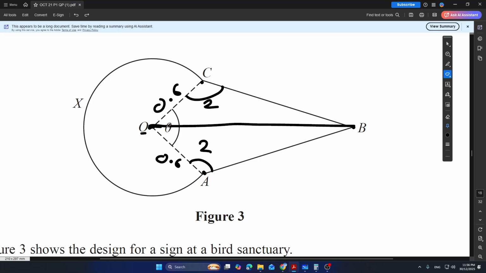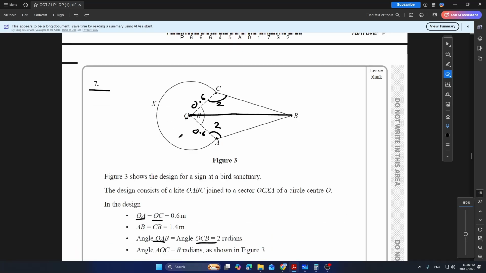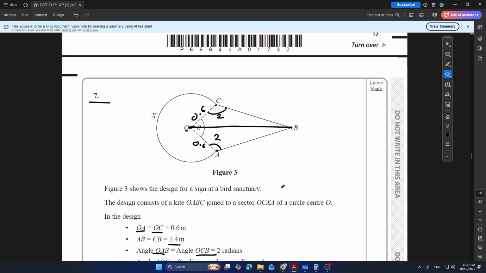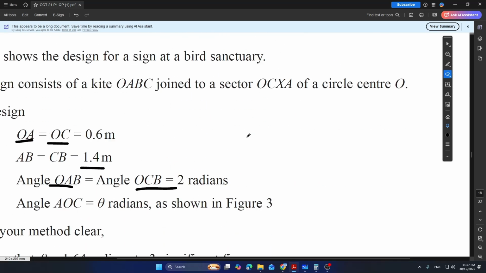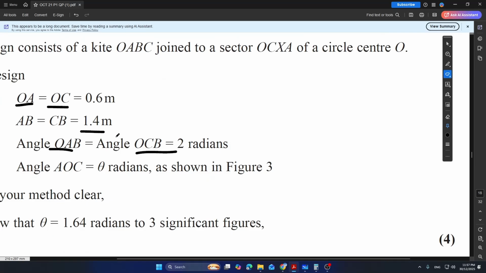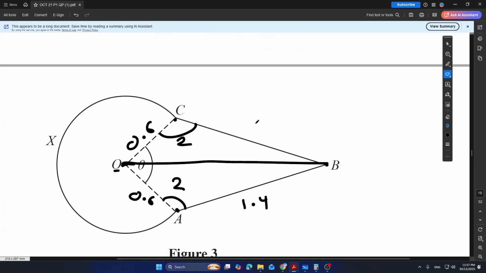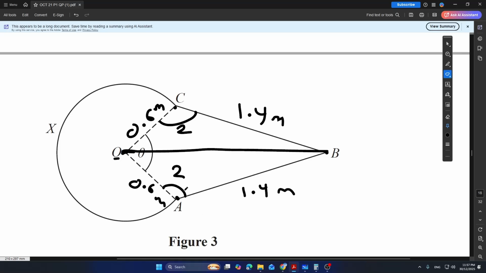Now, the question is how to find this side. So we know we have OA and OC as sides. AB is already also given to us. AB is 1.4. And AB equal to CB. So AB equal to CB, which is 1.4. So this is also 1.4. So we have this side, we have this side, and we have this side.